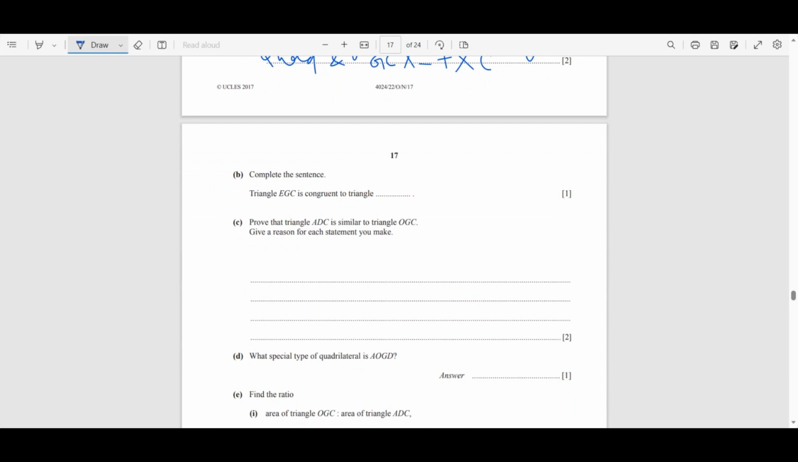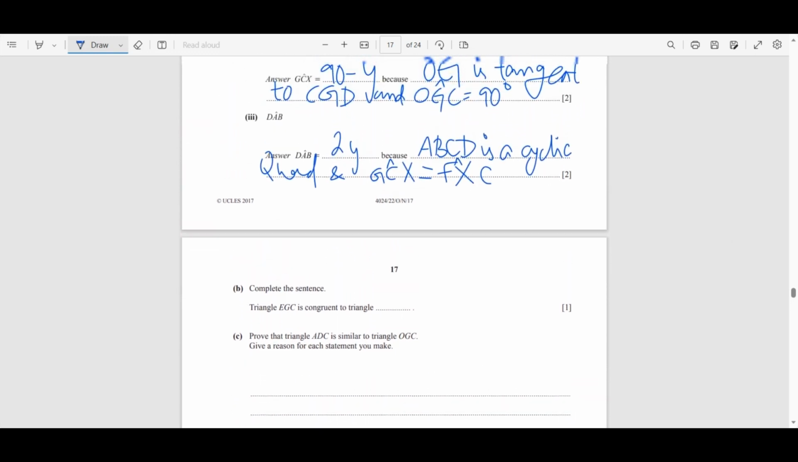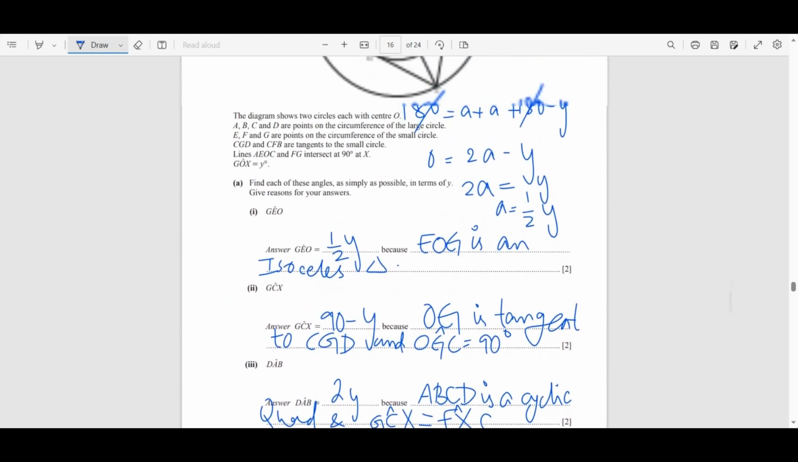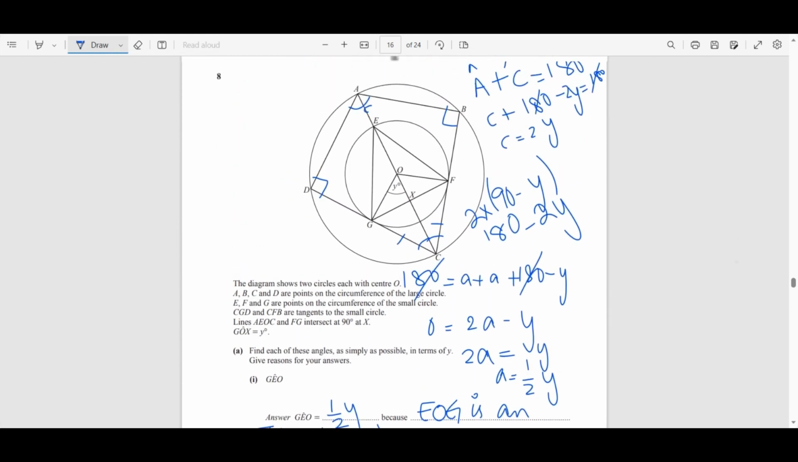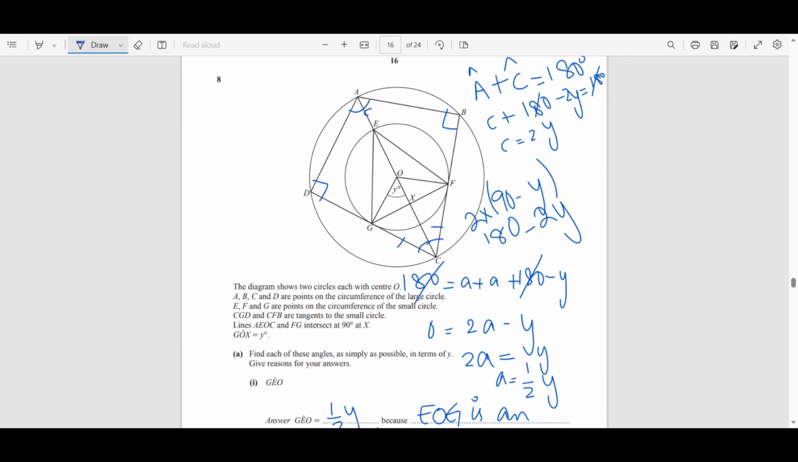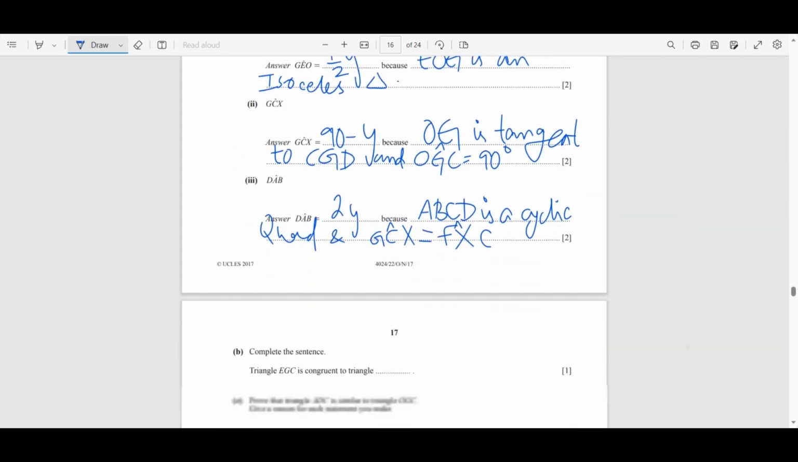Complete the sentence. Triangle EGC is congruent to triangle... Okay. So E, where's E? E, G, C. This should be EFC, right? Because everything is equal. So it's going to be EFC, right?